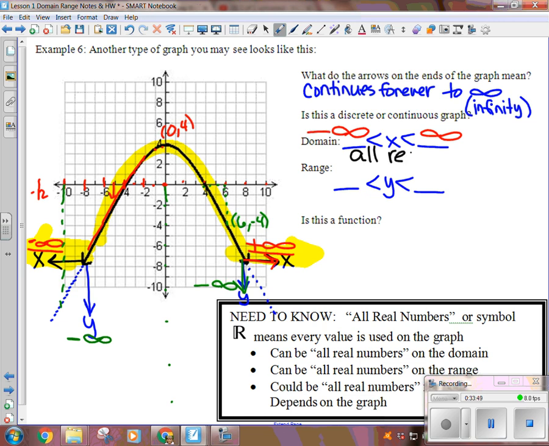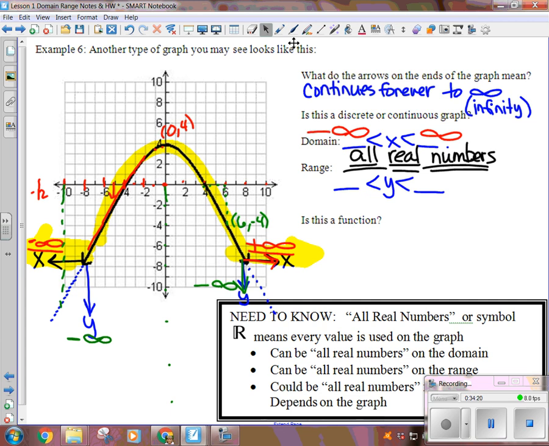All real numbers. You can write the word out. You can write the symbol. I don't mind if you abbreviate. All real numbers. Okay? That is a phrase that means the same thing as negative infinity to positive infinity. Negative infinity is where it comes from. It's going all the way to the bigger and bigger and bigger positive numbers. Every possible number you can ever think of is used somewhere on this graph.